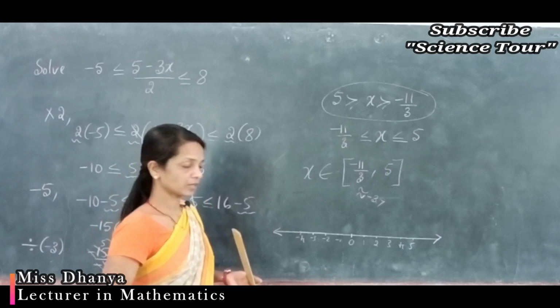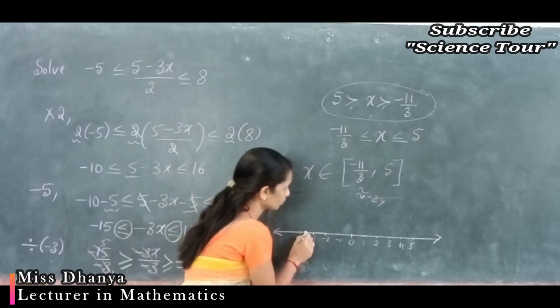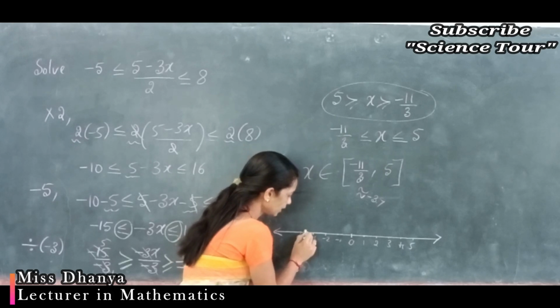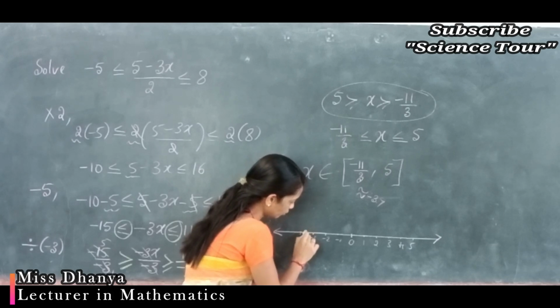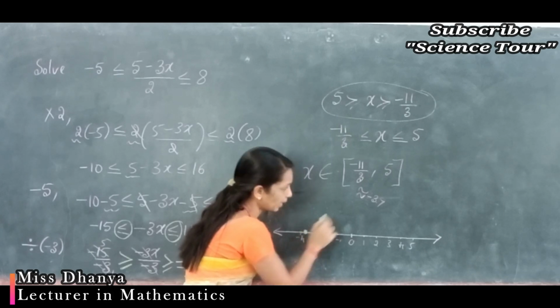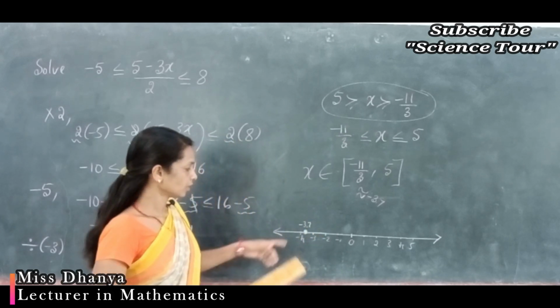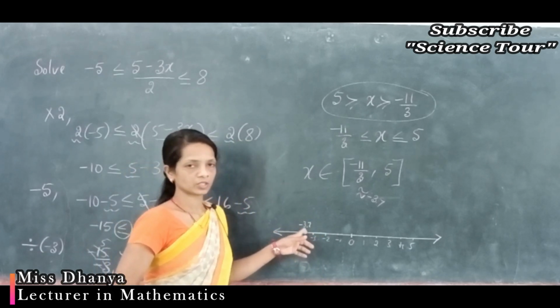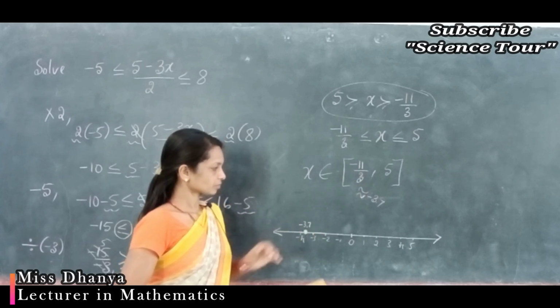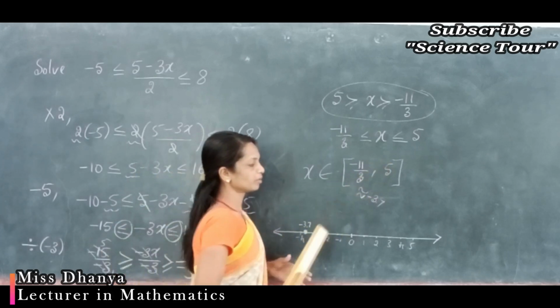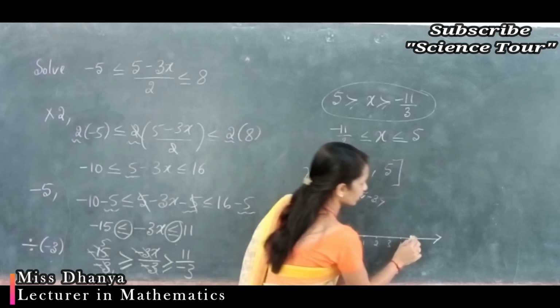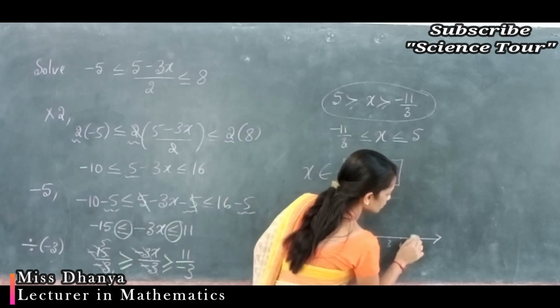Minus 3.7 comes somewhere here. So highlight that point, minus 3.7, darkly. You can draw a closed circle at minus 3.7. I'll write here minus 3.7, because here we marked the approximate value of this. And the next number in the interval is 5. At 5 you draw a closed circle.